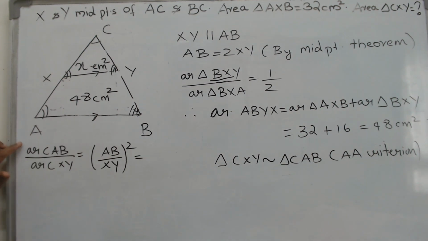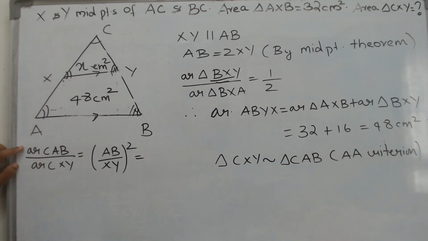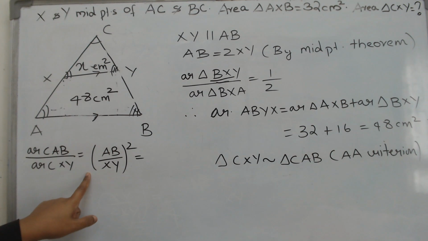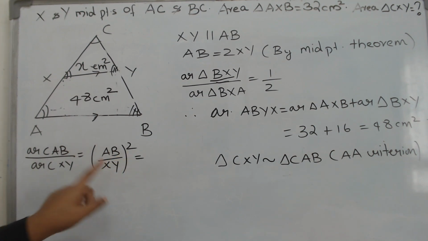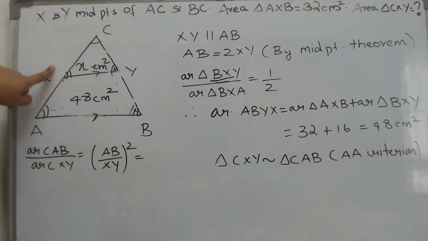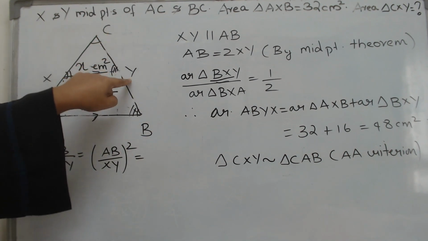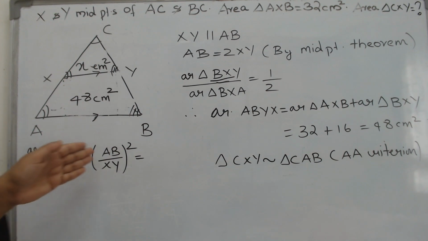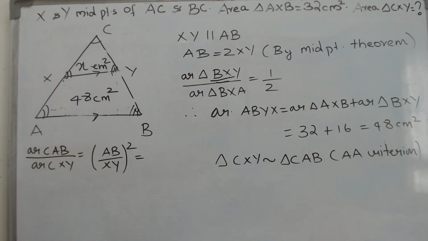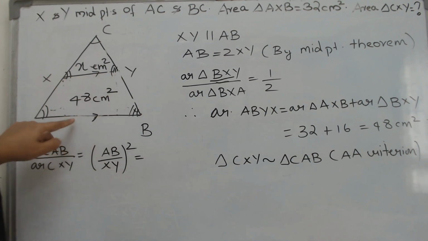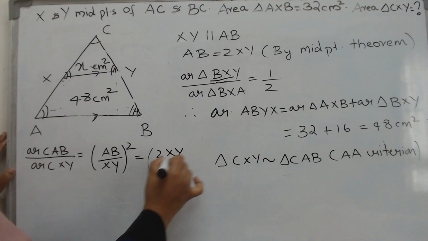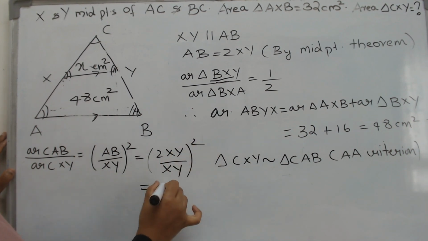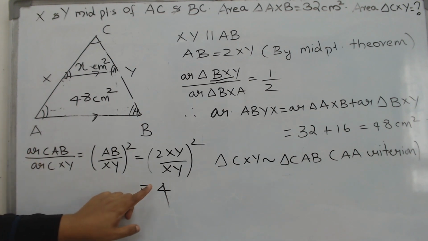Now, when two triangles are similar, then the ratio of their areas is equal to the ratio of the squares of their sides. Now, you can take any corresponding sides. You can take CA by CX or you can take CB by CY. The ratio of the areas will be equal to the ratio of the squares of any two corresponding sides. But we are taking AB and XY because we know their values. We know that XY is just half of AB. So therefore all of these terms are going to get cancelled there. So the ratio that you see here is just 4.